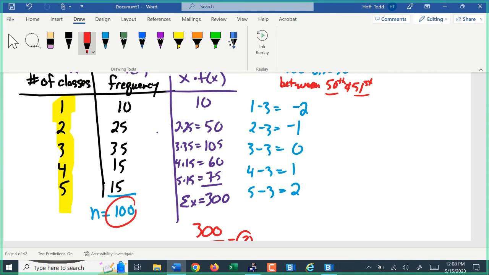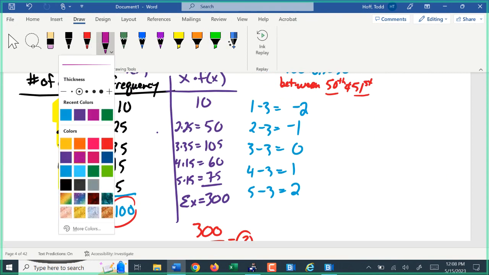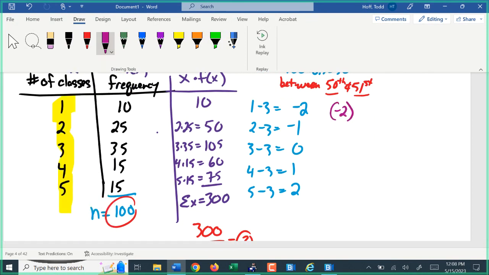Next was to square each of those. So negative 2 squared is 4. Negative 1 squared is 1. 0 squared is 0. 1 squared is 1. And 2 squared is 4. Now our next step would have been to add these up.